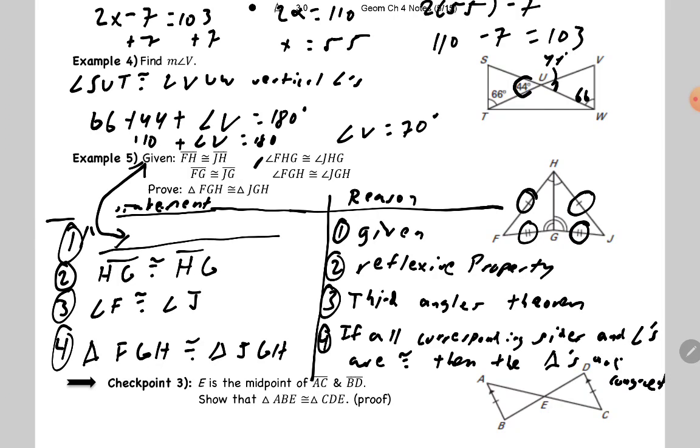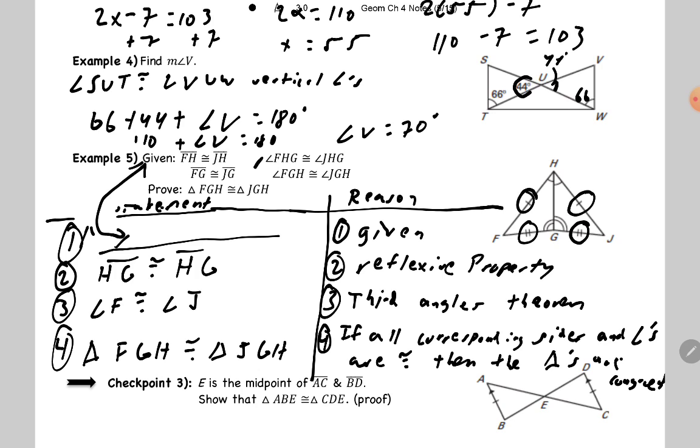Okay, so let's back up. Statement 1, you want to put in all your givens. So FH is congruent to JH, FG is congruent to JG, angle FHG is congruent to angle JHG, and angle FGH is congruent to angle JGH. The reason for that is it's given to us. We're trying to prove that two triangles are congruent. Our only option is to show that all corresponding sides are congruent, and all the corresponding angles are congruent.